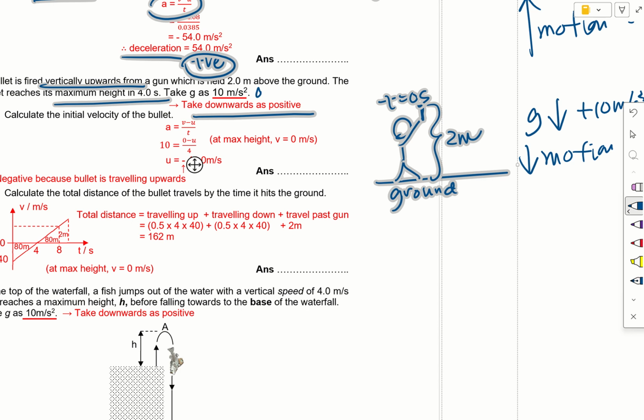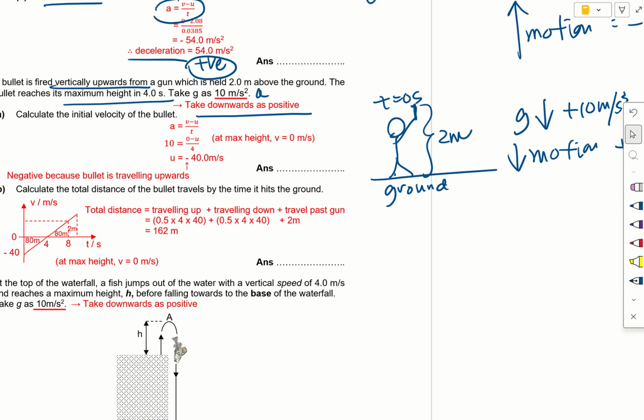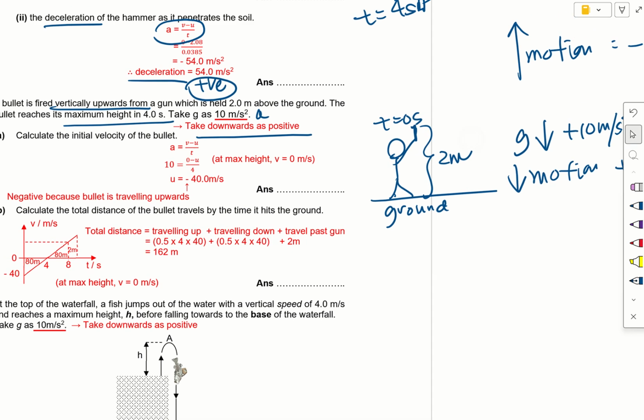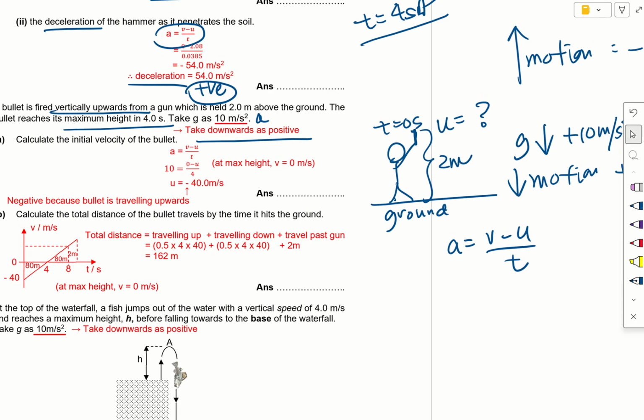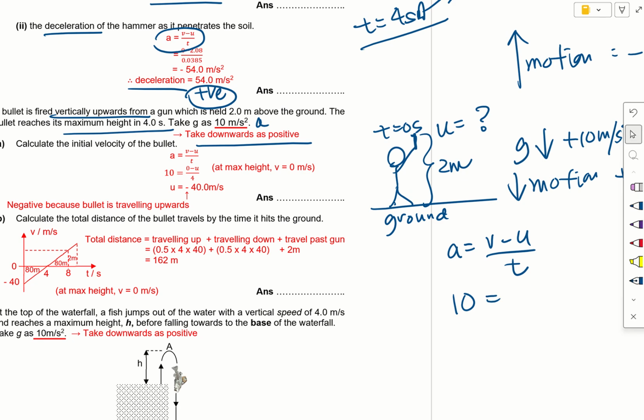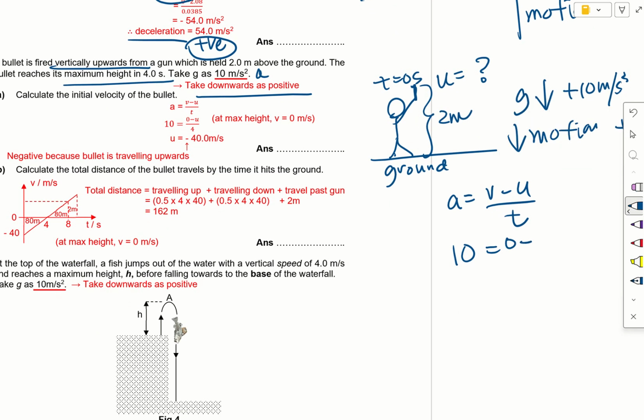So calculate the initial velocity of the bullet. We have our a and it's positive. We know our final velocity is 0. We need to find our initial velocity. We have t equals 4 seconds. So we use a equals v minus u over t. And a is 10, final velocity is 0, initial is unknown, over time of 4 seconds. So u equals minus 40 meters per second.